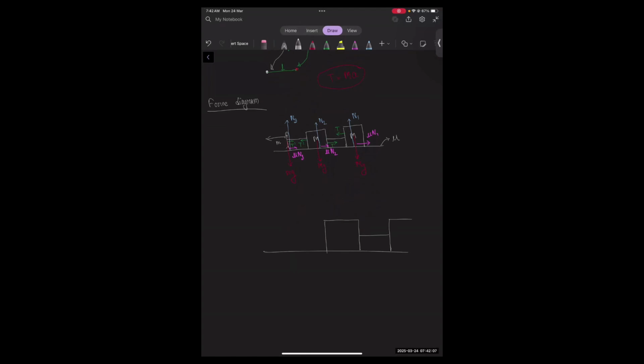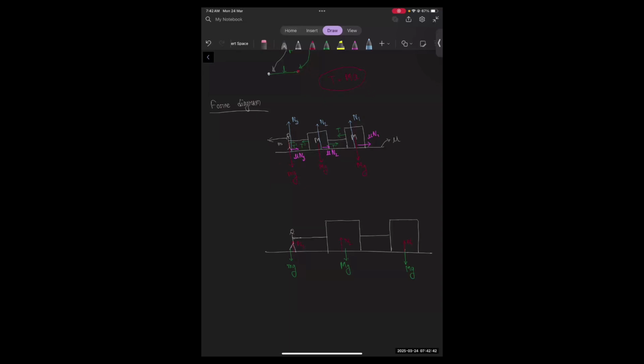Draw objects like they don't have to be in their appropriate sizes. If needed, draw them big, as long as you can see everything clearly. So this is N2, N1, N3. I usually prefer to use different colors for different forces. This will be mg. Okay, this is large m. It's mg, this is mg. This is small m's mg.